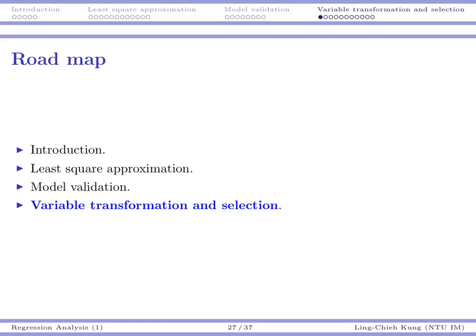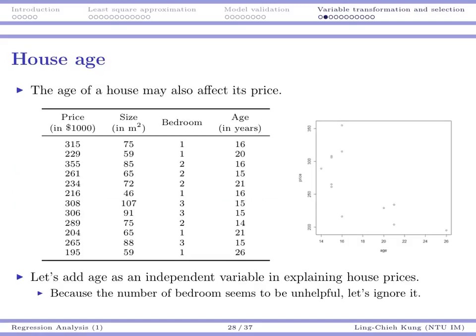Okay, so let's start. Recall that we are talking about house prices. We have one column, house size, the other column for house bedrooms. We probably also include the house ages, which is measured in years, as another column or another independent variable, because indeed, the age of a house may also affect its price.